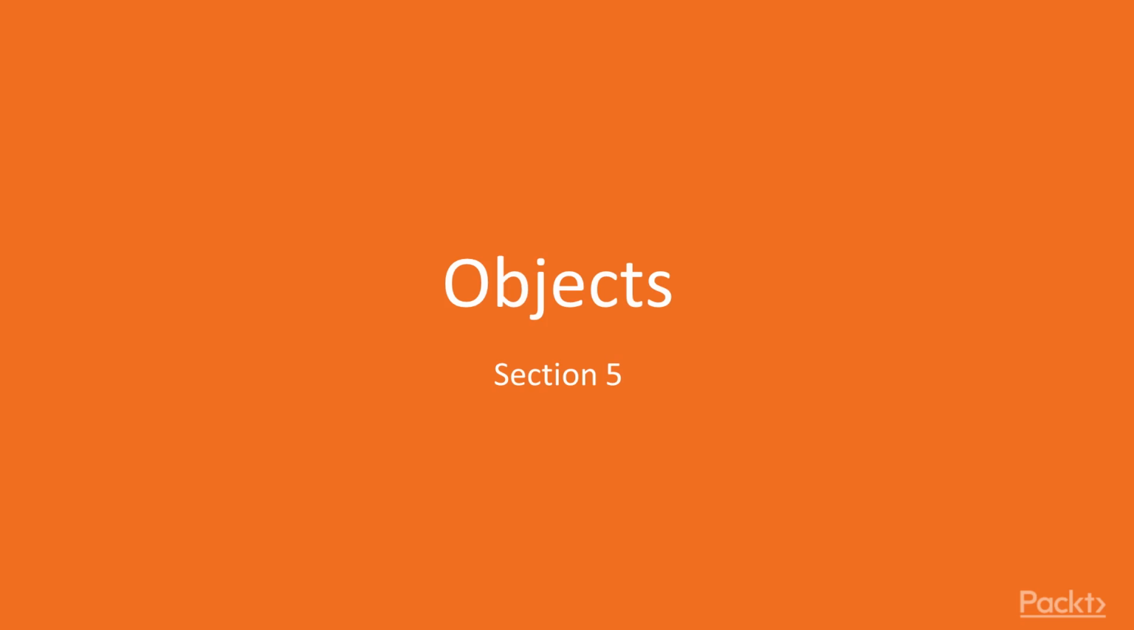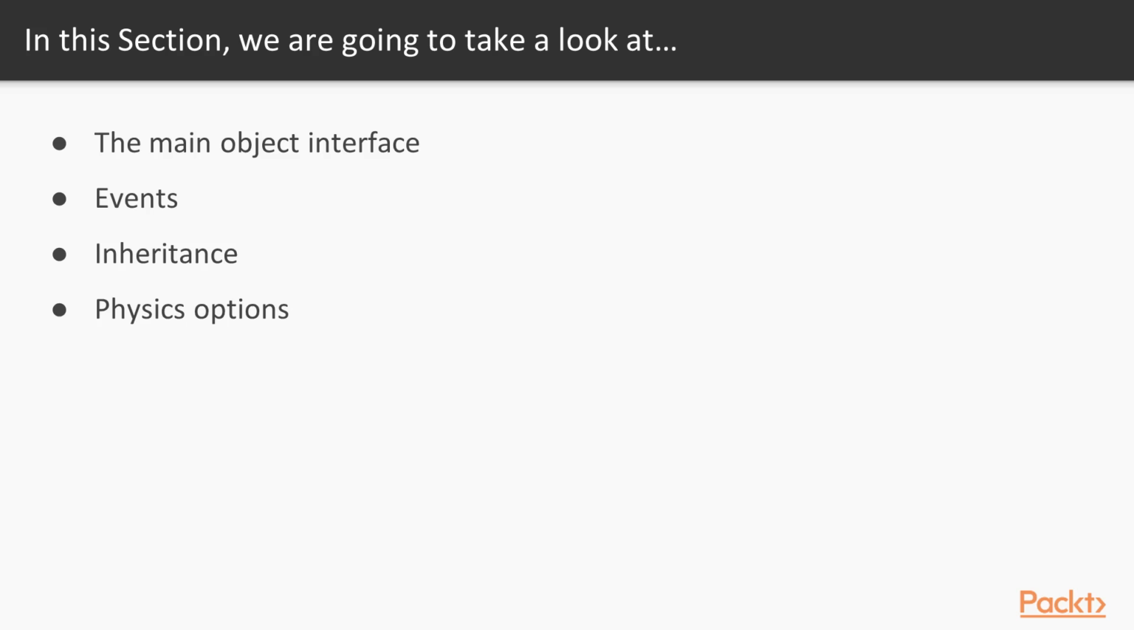In this section, we'll take a detailed look at the object interface. In video 1, we'll take a look at the main object interface and learn about the options it provides us. In video 2, we'll look at events in objects and what they're used for. Then in video 3, we'll look at inheritance between objects and why it's useful.